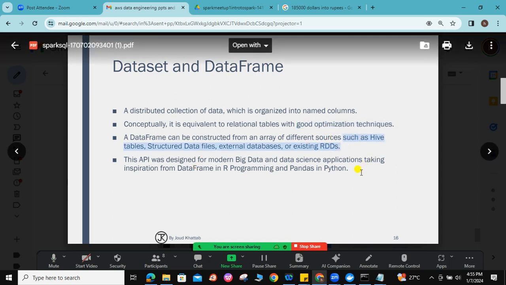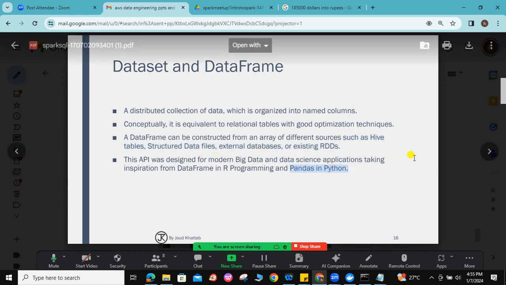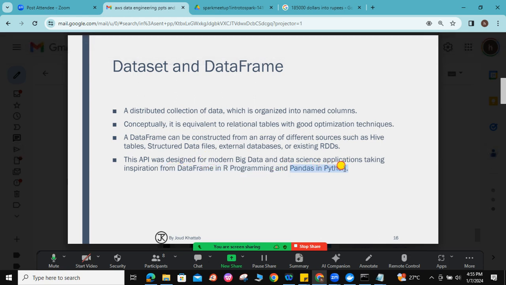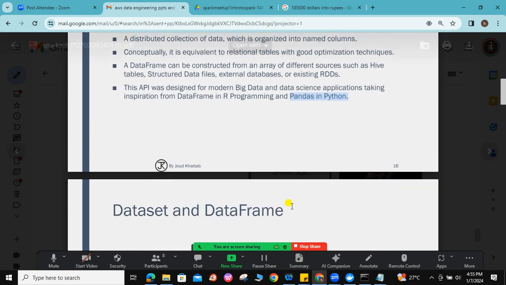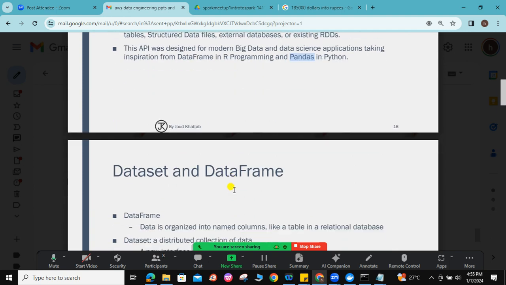Okay. Pandas in Python. See here. An API was designed for modern big data, taking inspiration from DataFrames and pandas in Python. See, DataFrames in Spark took inspiration from pandas in Python. Okay, pandas also creates a DataFrame. We have seen that. But pandas is not a distributed thing. We go for Spark for a huge volume of data.